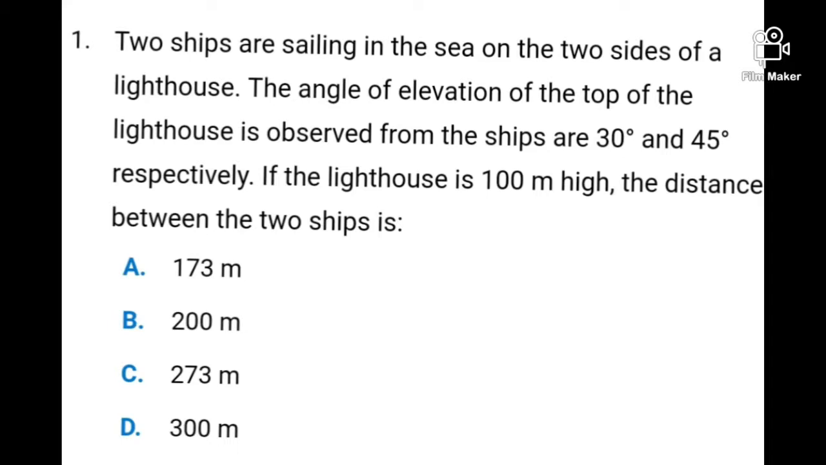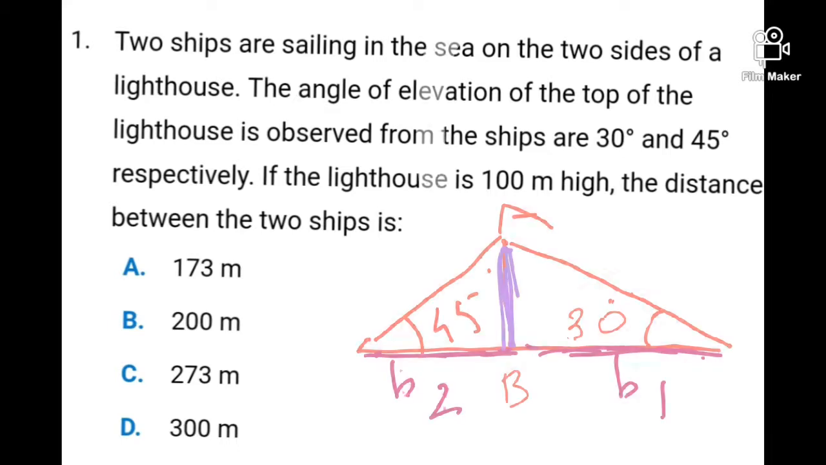So let us see our first question. Two ships are sailing in the sea on the two sides of a lighthouse. The angle of elevation of the top of the lighthouse is observed from the ships at 30 degree and 45 degree respectively. If the lighthouse is 100 meter high, the distance between the ships is: 173 meter, 200 meter, 273 meter, 300 meter. So now I have represented this question in the form of a triangle.